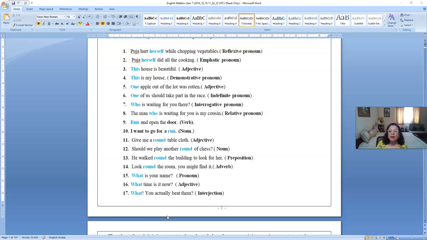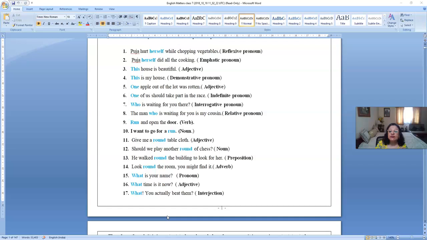Now one apple out of the lot was rotten. So number is telling us about the apple. So it is an adjective. One of us should take part in the race. Now it becomes one of us. We are not naming, but we are substituting the noun. So it's a pronoun. And since it doesn't talk of a particular noun, it is an indefinite pronoun.